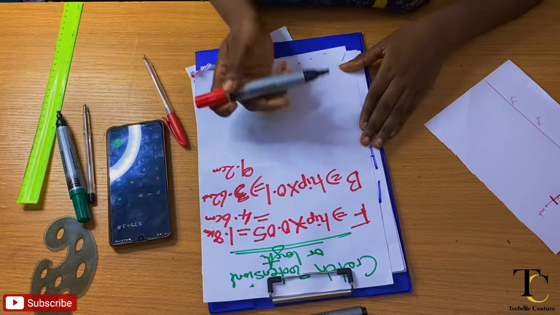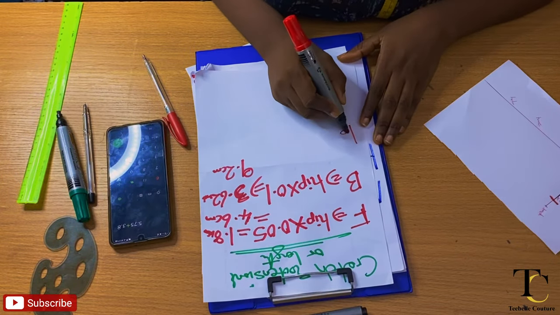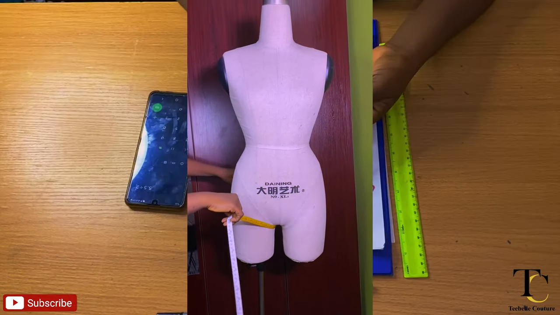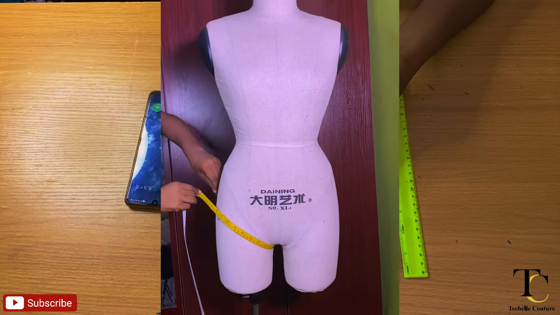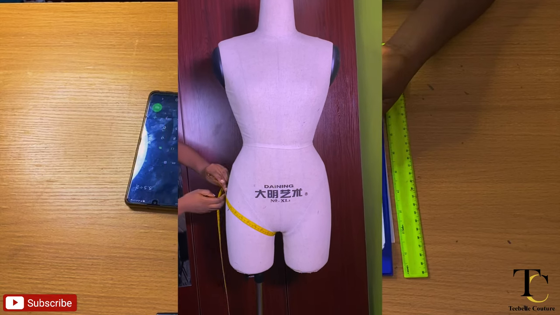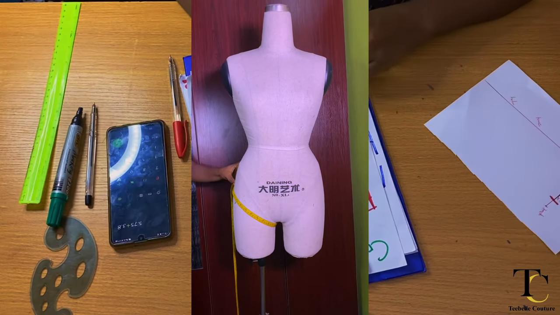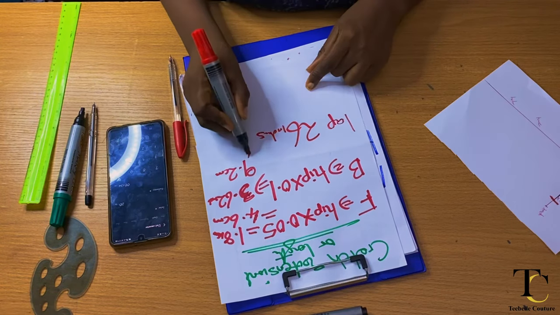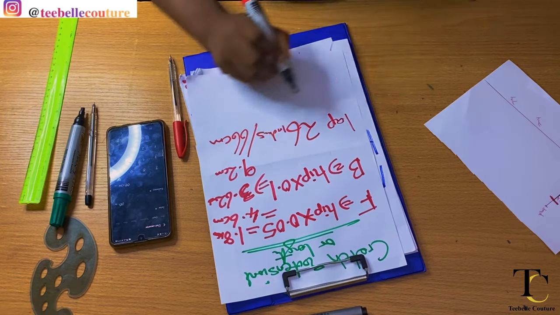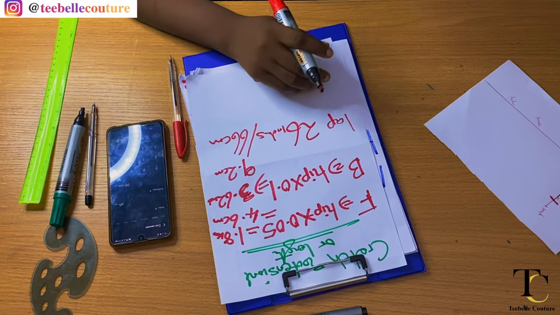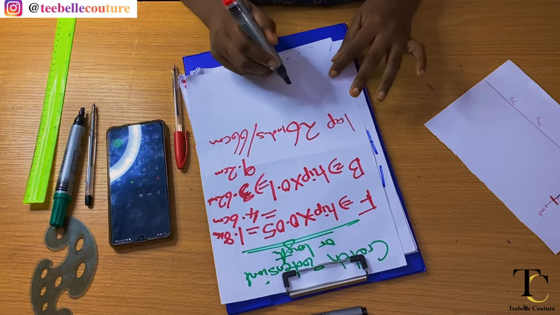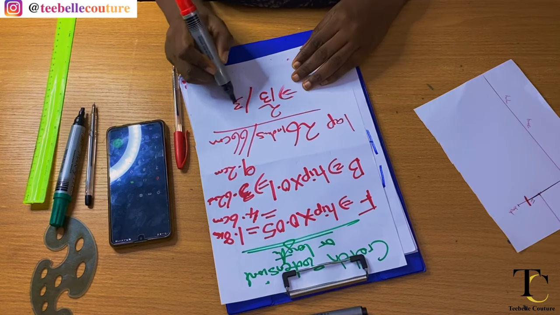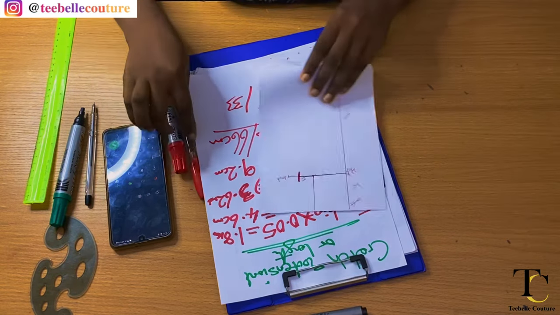The final method I'll be showing you is the lap method. I'm going to take my tape rule around the body form like so, tilt it towards the hip, the upper side of the hip, and take the measurement. After taking this measurement, I will note it down. I have 26 inches, 66 centimeters. What I'm going to do is to divide this total lap by 2. I'll be getting 13 inches and 33 centimeters.